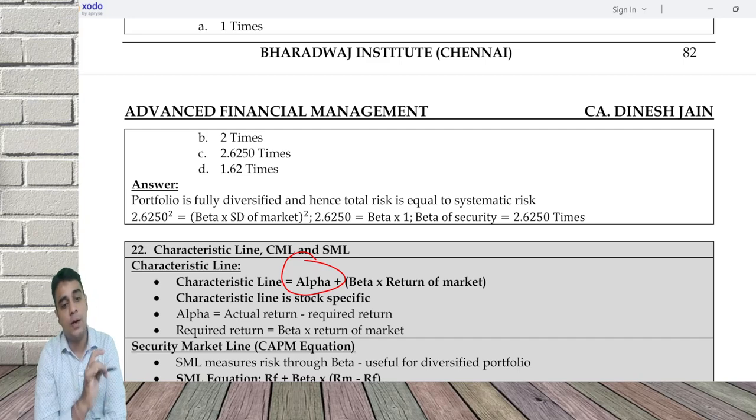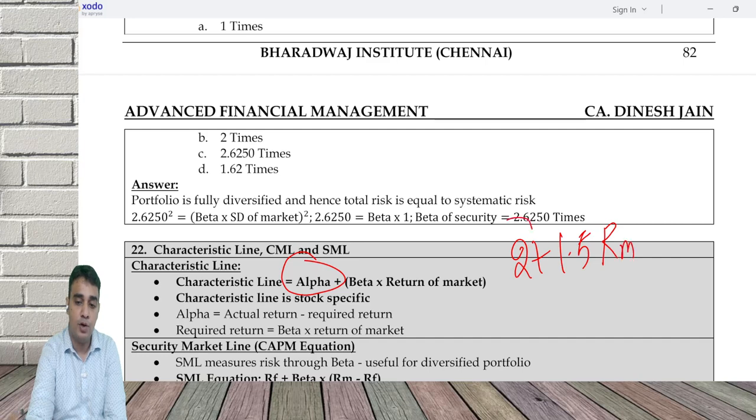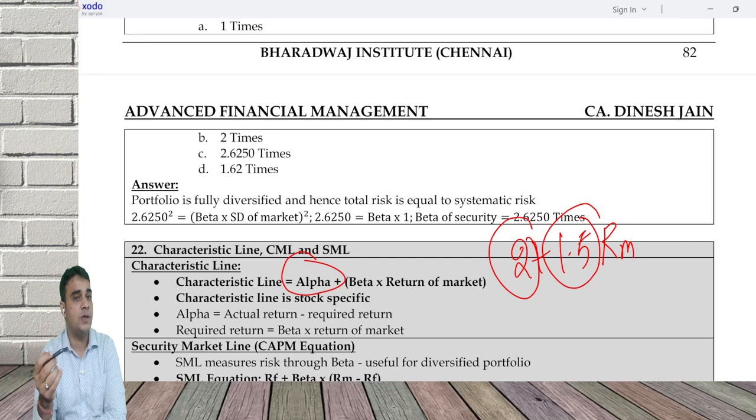How is it going to work? I am going to write alpha of TCS. An example of a characteristic line is 2 plus 1.5 RM. 2 is my alpha, 1.5 is my beta. What is the use? Somebody will say next year the market will give 12%. Okay, substitute 12 in the formula. Next year the market will give 14%. Substitute 14 in the formula. Next year the market will give 5%. Substitute 5 in the formula.